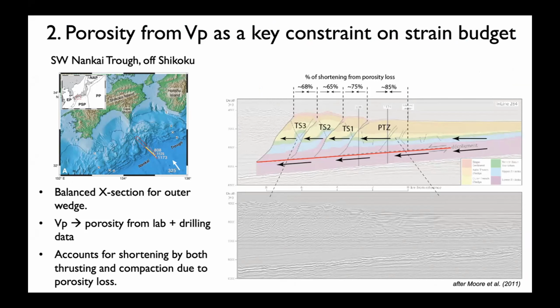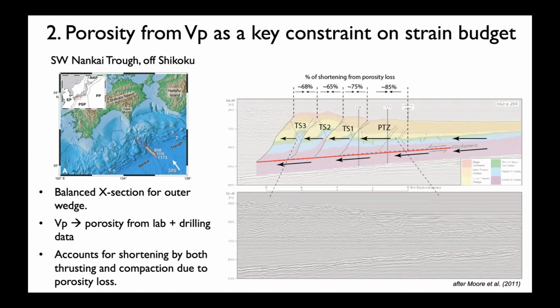This is work that Greg Moore and his student Melody Studer did, along with myself and a few others. And here off the eastern coast of Shikoku Island, the so-called Muroto transect, which is the site of a bunch of ODP drilling in the 1990s and 2000s. And there's a 3D seismic survey that was also conducted there many years ago.